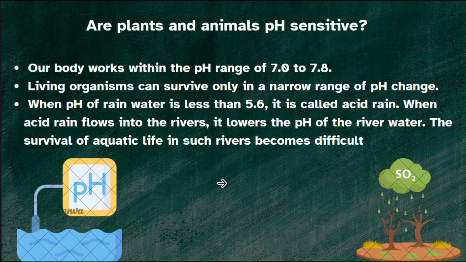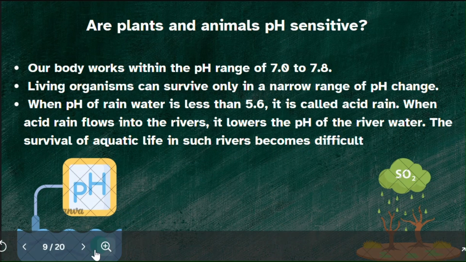When the pH of rainwater is less than 5.6, it is called acid rain. When acid rain flows into the river, it lowers the pH of the river water, and the survival of aquatic life is harmed and becomes difficult.